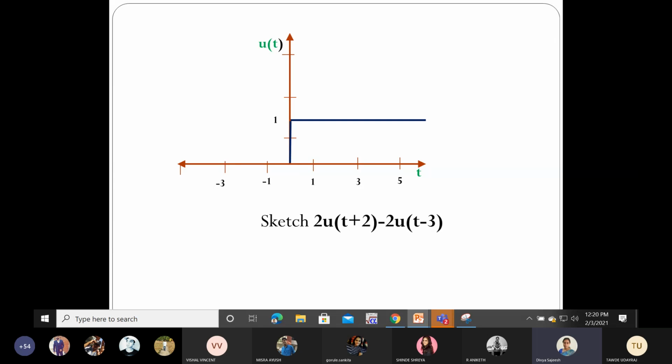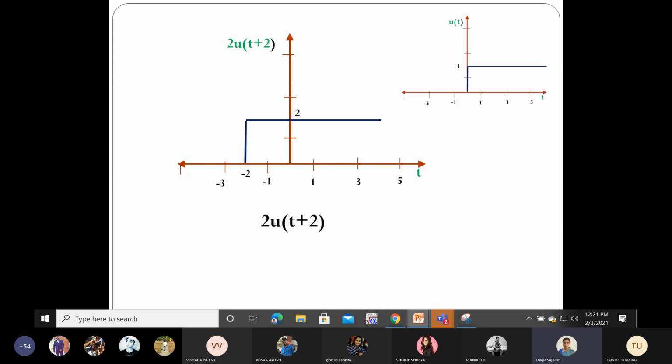So one more I will show. Sketching the signal 2u(t+2) - 2u(t-3). You have to add the two signals, and before adding you have to do some operations on the signal. So given signal is u of t, unity step signal, which has a magnitude of 1. So first let me do the operations.